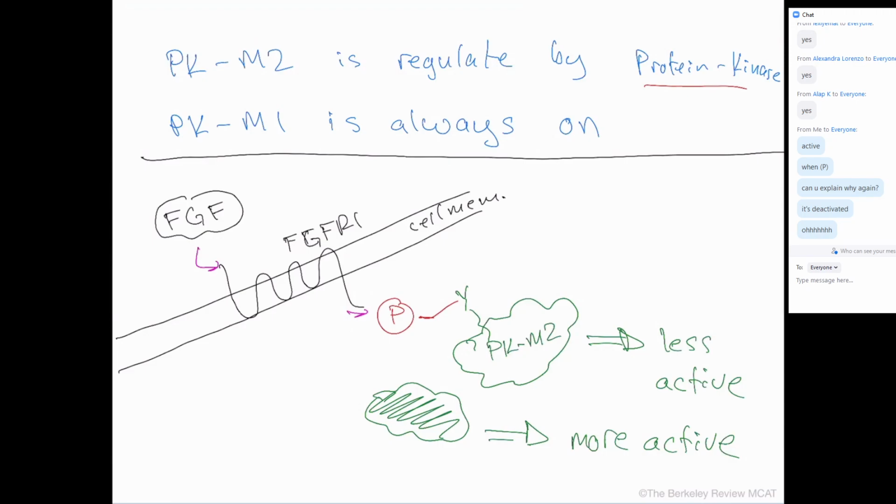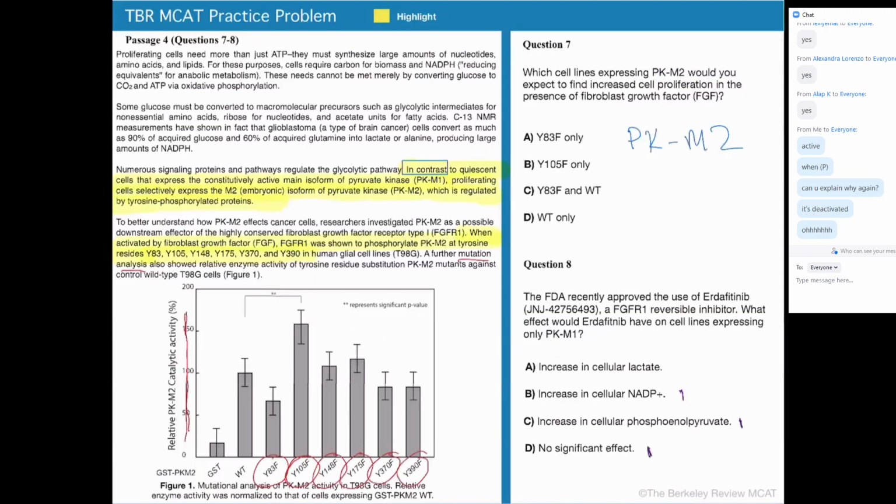All right. Does anybody have any questions about this? This is very tricky stuff, right? There's a lot going on. You have to know glycolysis. You have to know receptor proteins. You have to know phosphorylation proteins or kinases, right? Lots of stuff going on. Does anybody have any questions?